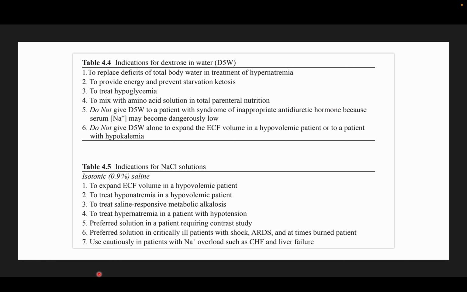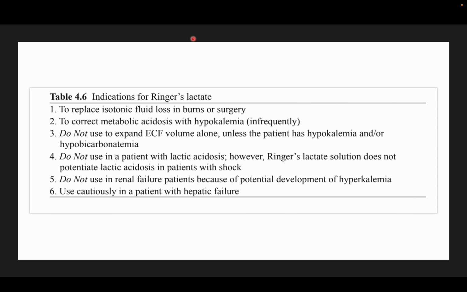So in a sodium overload patient, always in the case of heart failure or liver failure, always use it cautiously, because sodium overload is a problem, because hypernatremia is one of the prognostic factors, especially in cirrhotic patients. So ringer lactate is also an isotonic solution, but it is a more balanced solution. It has sodium, chloride, potassium, calcium, lactate, all are balanced.